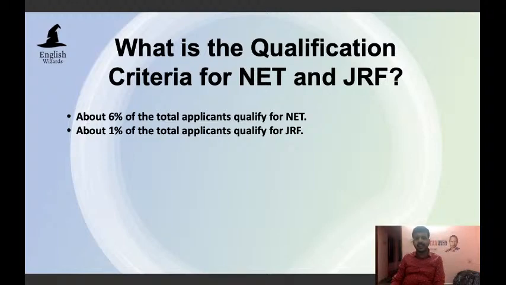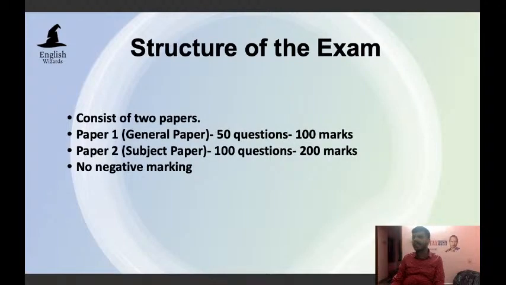And the second paper is your subject paper. In your case, it will be English literature. And you can see that it consists of 100 questions and 200 marks. The important thing about this is that the NET exam has no negative marking, which means that you can answer all the questions, whether you know it or don't know it. You have the freedom to answer all the questions. This is very important. I'll tell you why later. This is very important for how you will crack your NET exam.